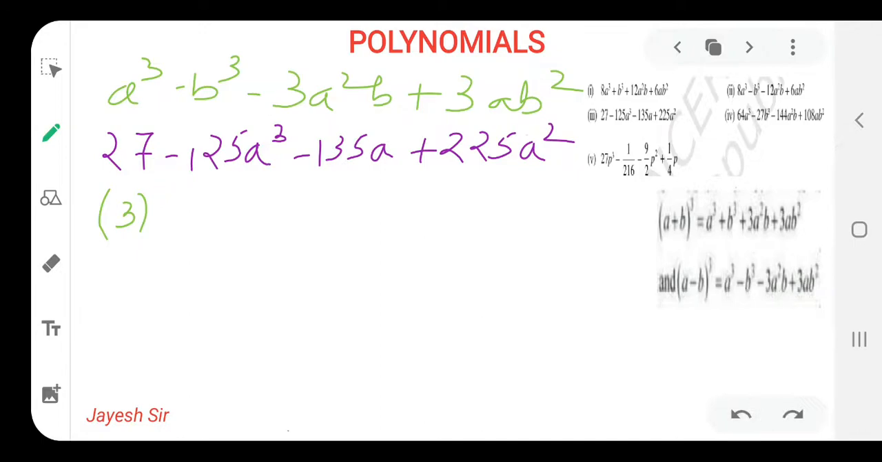Yes, friends, so the cube root of 125 will be 5, and a cube is 27, so the whole cube 5a would be 125a cube. Now we have written the value for a and b as per our question. The value for a we have got as 3, and the value for b we have got as 5a.